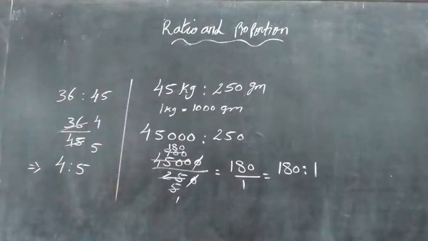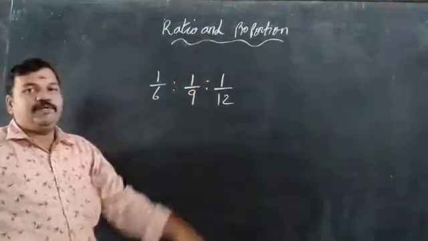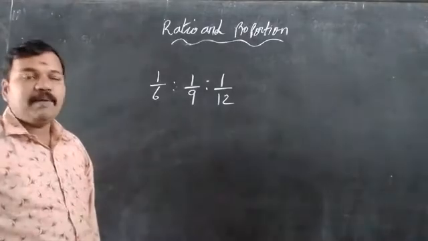Here we have to keep one thing in mind. If the ratio is given in the form of fractions, we have to change it by multiplying with the LCM. See here, the second question: 1 by 6 is to 1 by 9 is to 1 by 12. The question heading is: make it in simplest form. Simplest form is cancellation form.